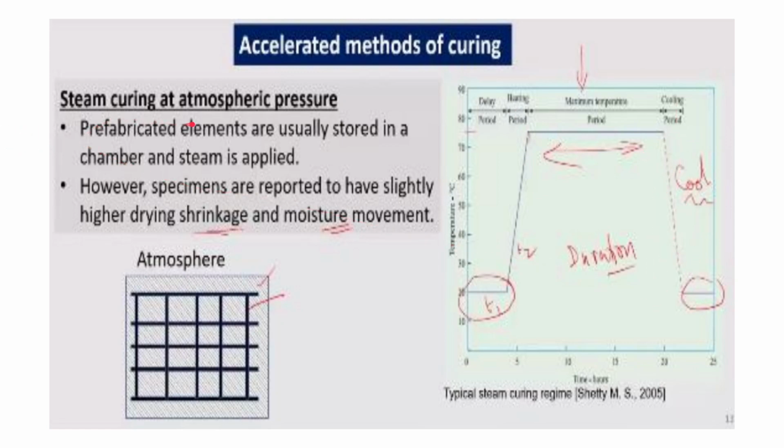So as you can see, this is steam curing at atmospheric pressure. Here the prefabricated elements, that is the precast concrete, are usually stored in a chamber and steam is applied.